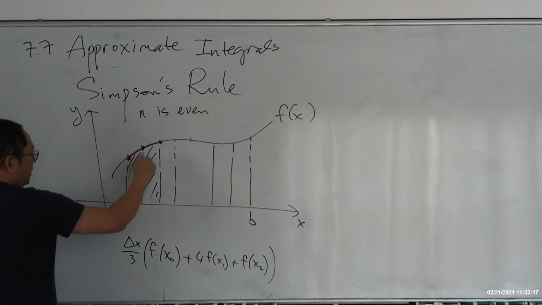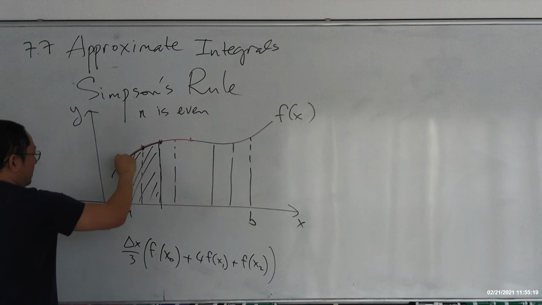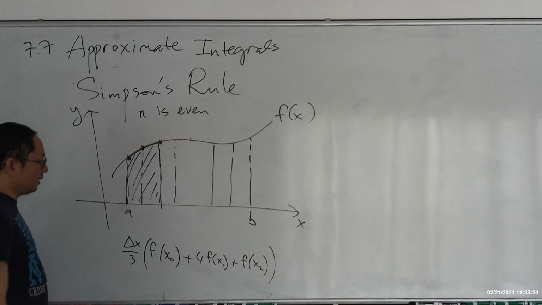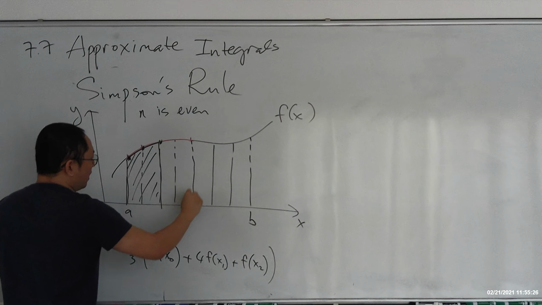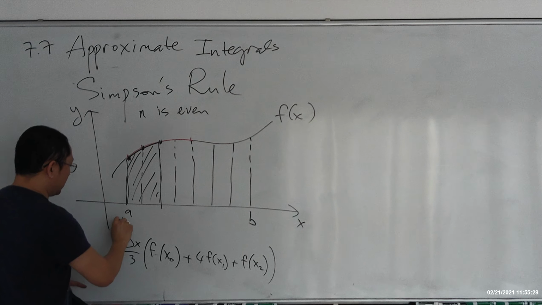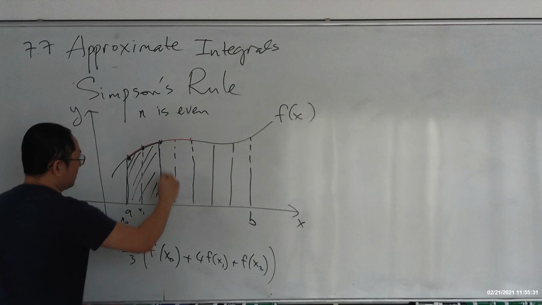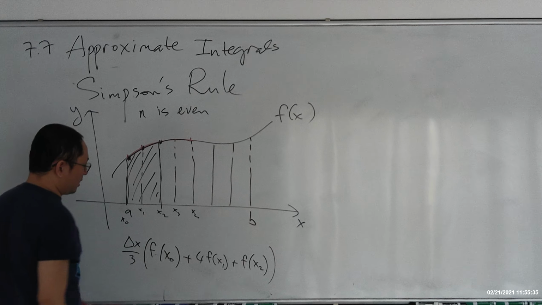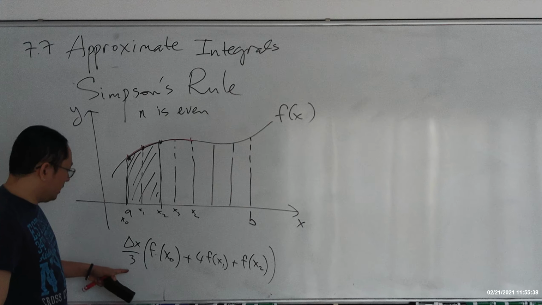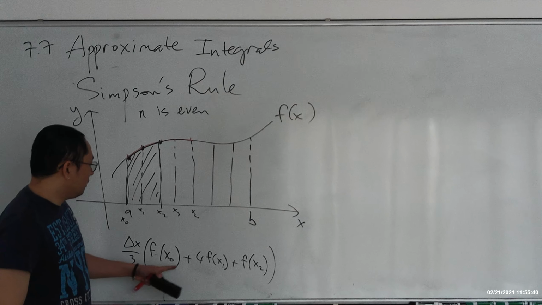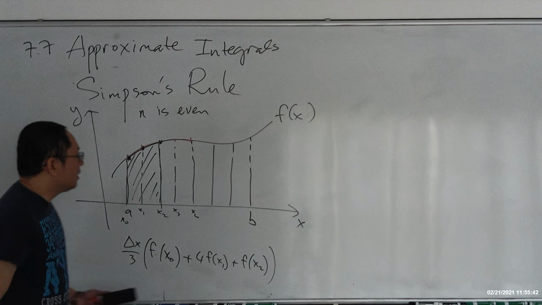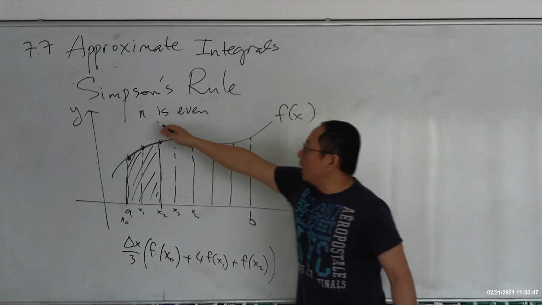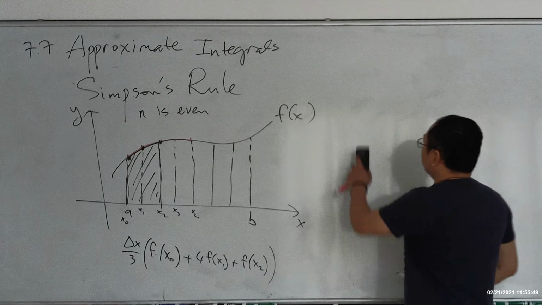The first column right here, now you have to think of it as a big column. It's like 2 columns. This area is approximately calculated this way. And then for the next one, from this is x0, x1, x2, so the next column is going to be x2, x3, and x4. We use this right here: delta x over 3 times f of x2, plus 4 f of x3, plus f of x4. And so on, all the way to the end. And that's exactly why we need the number n to be even, because if it's odd, you cannot add them up.